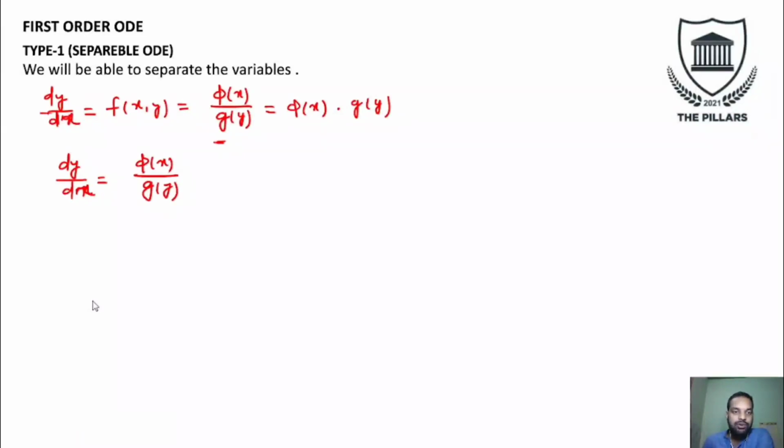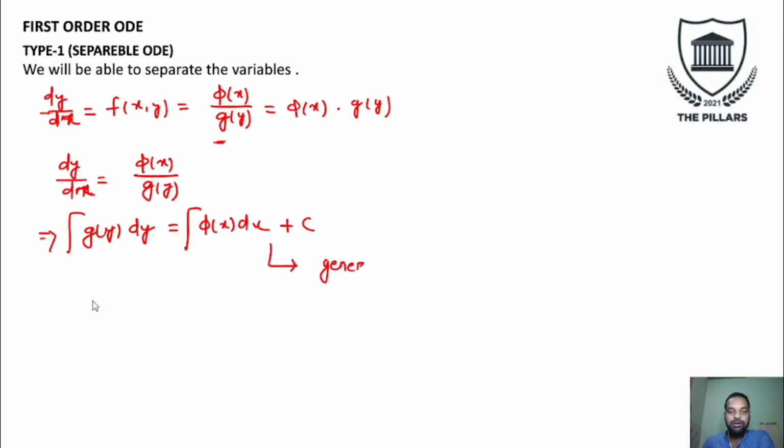So we can take now g(y) to that side and dx to this side. This equation becomes g(y) dy is equal to phi(x) dx. So now we can simply integrate both sides and we will get an arbitrary constant here. Can you tell me which type of solution this is? Is it a particular solution or a general solution? This is a general solution, since we don't know the value of c.